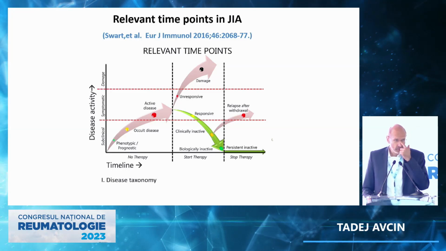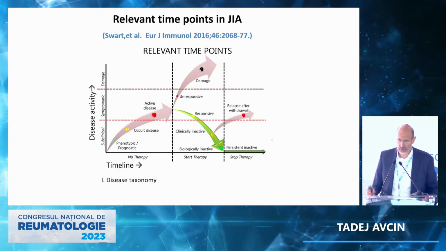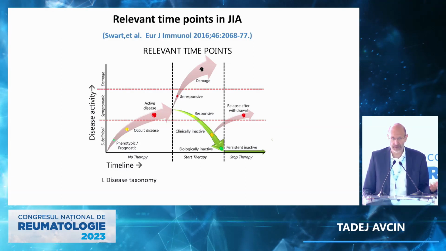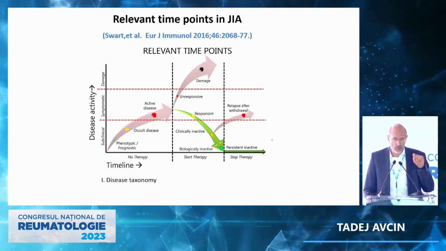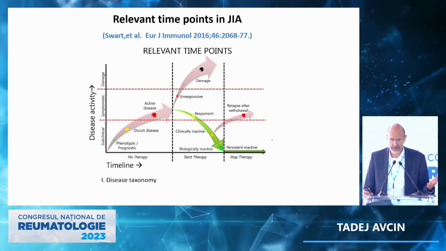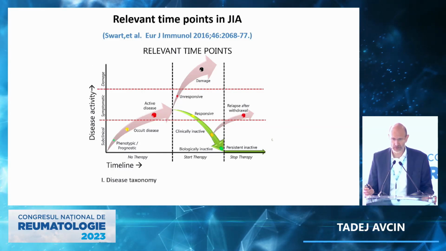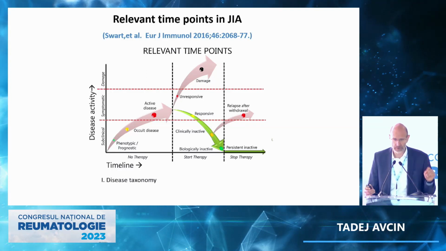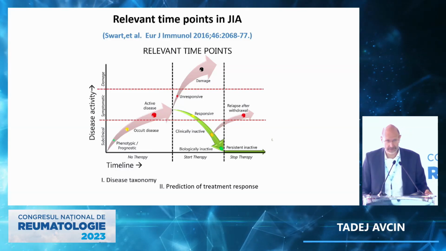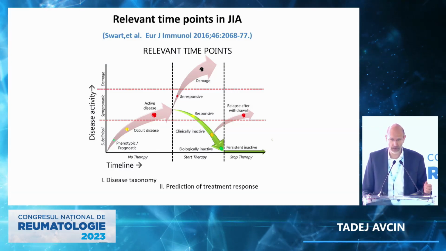At the beginning, I would like to share these slides showing relevant time points. If we look at the first column, it is actually about the disease taxonomy, disease classification, identifying what type of subset of juvenile idiopathic arthritis the patient has. So this is even occult disease before the disease becomes overt and the patient gets a diagnosis. But when the disease is active, the patient should get a diagnosis. The second column is when we are deciding which treatment we will give to the patient. So this is the early use of biologics.